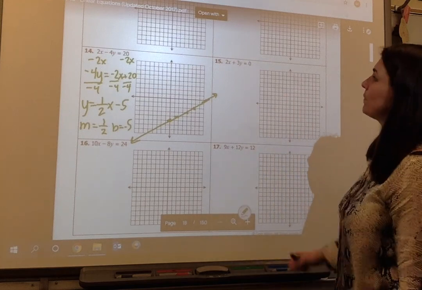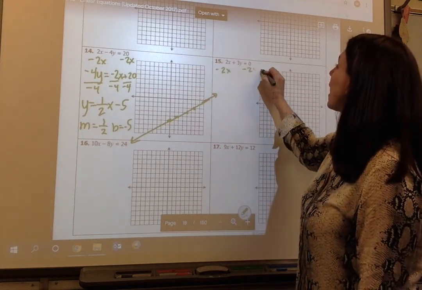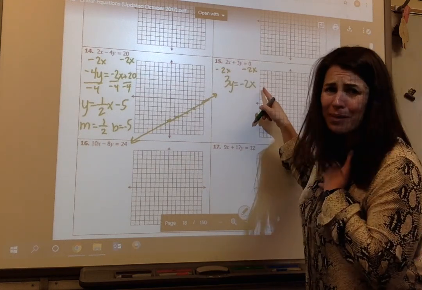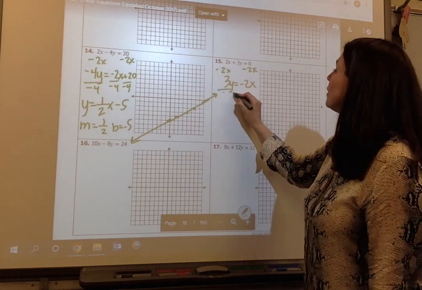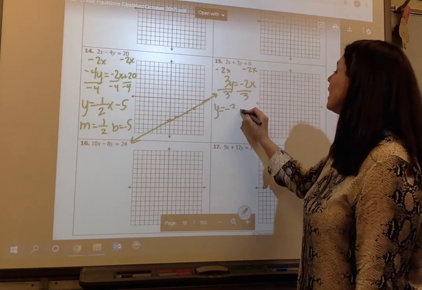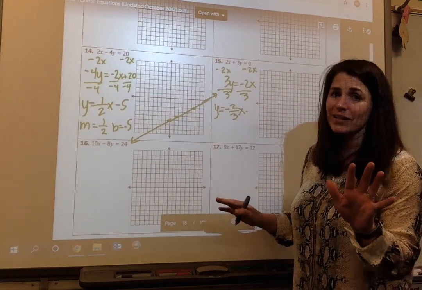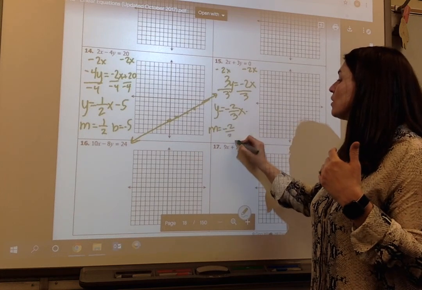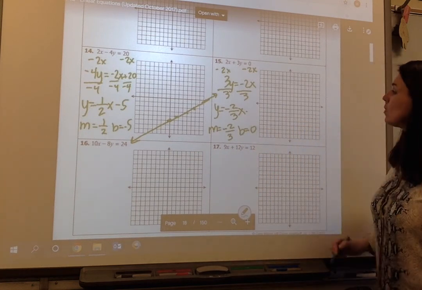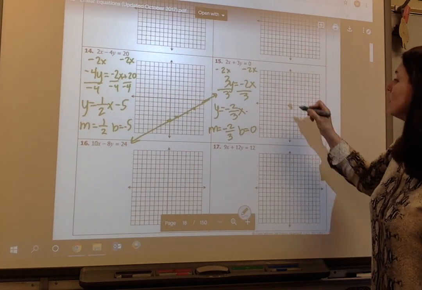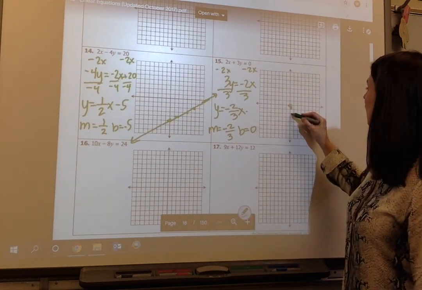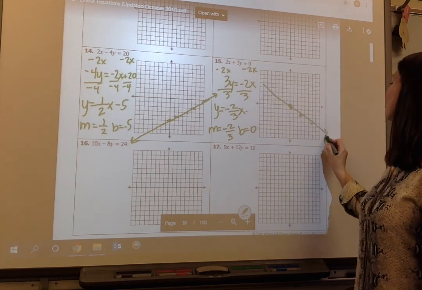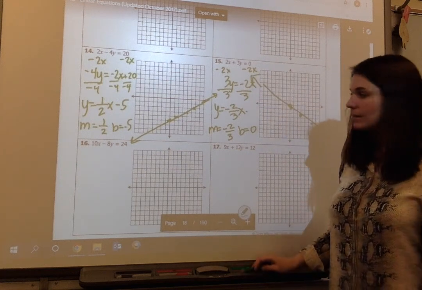All right, so let's look at number 15. I'm going to subtract 2x on both sides, and I get 3y equals -2x. I don't need to add that plus 0, that matters nothing. So now I'm going to divide by 3, and I get y equals -2/3 x plus 0, that's not simplified. All that I need to know is that my slope is -2/3 and my beginning point is 0. So now I'm going to start graphing here at 0. And my slope is -2/3. So down 2 over 3, down 2 over 3. And then I can make my line with my ruler, arrows on both ends.